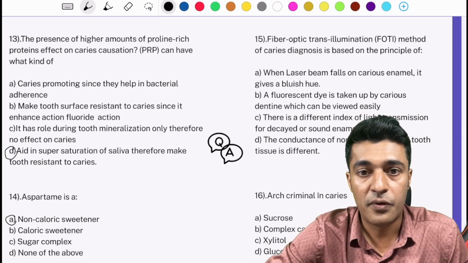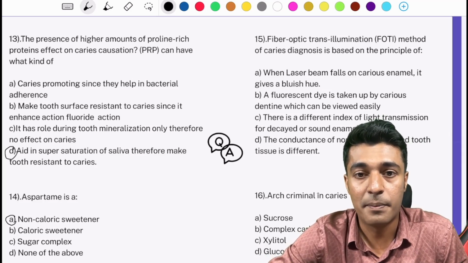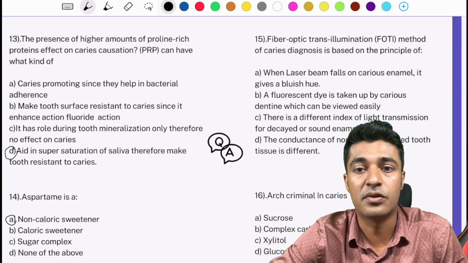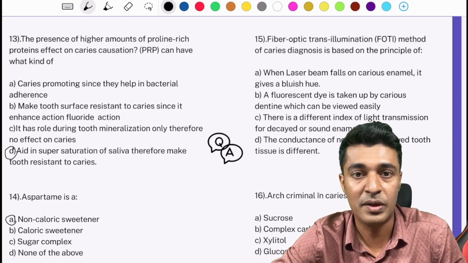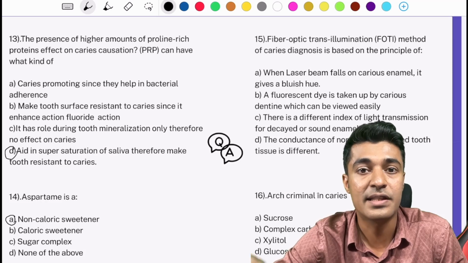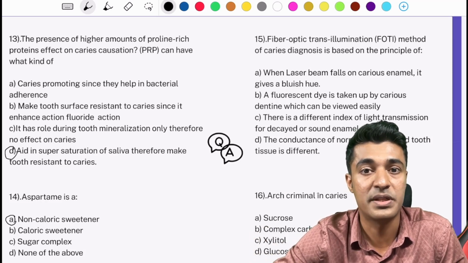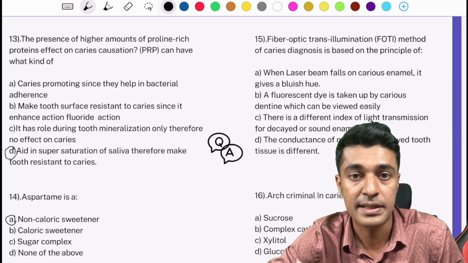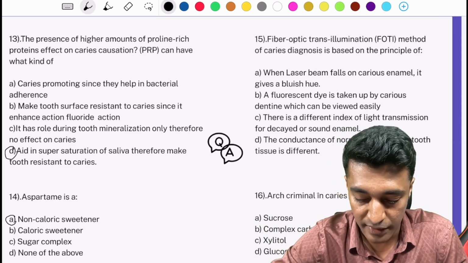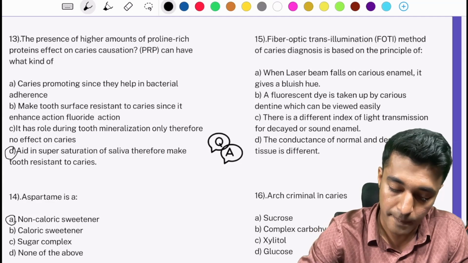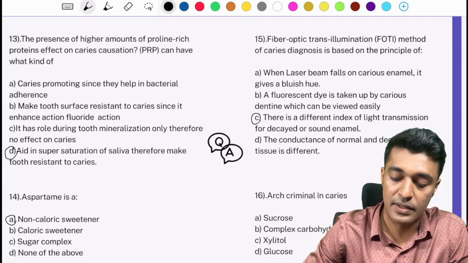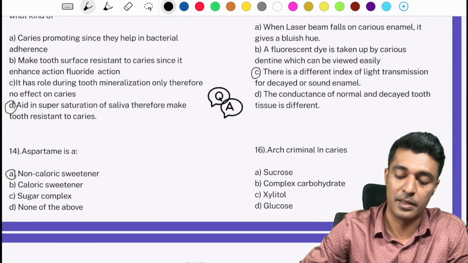Coming to question number 15, fiber optic transillumination method of caries diagnosis is based on the principle of what? It is based on the difference in index of light transmission between the carious tooth structure and the sound tooth structure. Therefore, the answer is option C. There is a different index of light transmission for decayed and sound enamel.